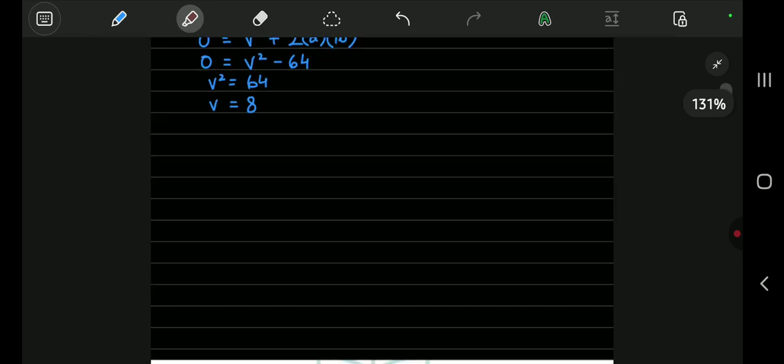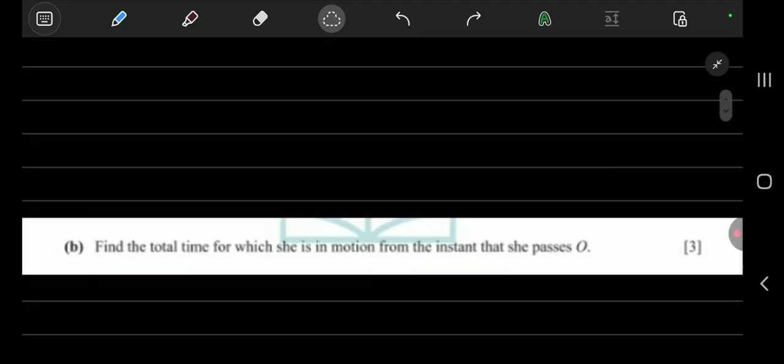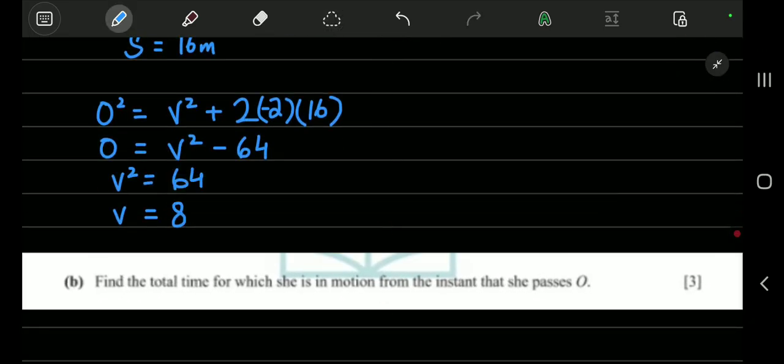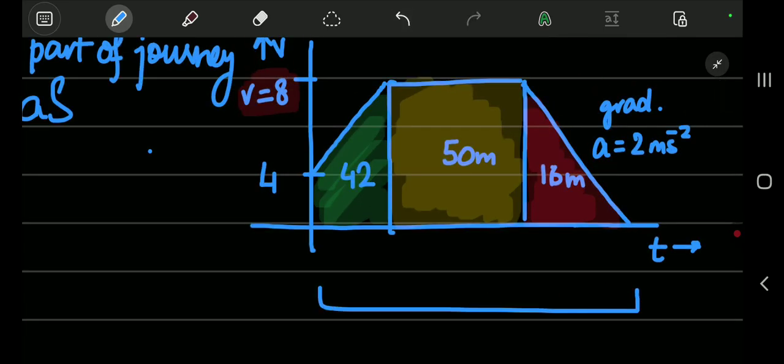Now let's move on to the next part. Find the total time for which she is in motion from the instant that she passes O. That means we need the whole time, in which all three parts of the journey are covered. So for these three parts of the journey, we should be doing it individually. Now as we know the velocity, we know both sides, and we know the area under the graph, so we can use that to find out the time.